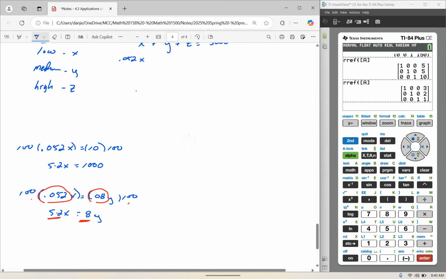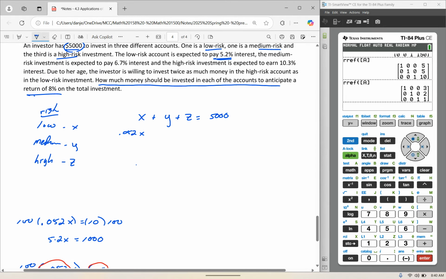So I'm going to, instead of using all of the decimals, use 5.2% return on the low risk. The medium risk investment is expected to pay 6.7%. So I'm going to get 5.2% on the X dollars, 6.7% on the Y dollars, and then the high yield or high risk is expected to earn 10.3%.